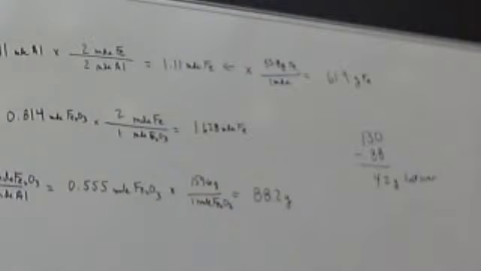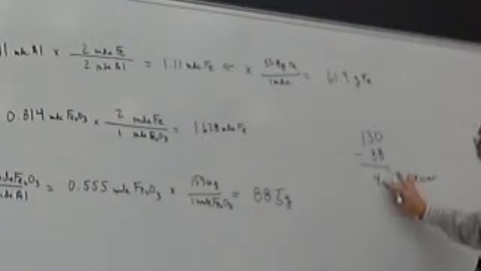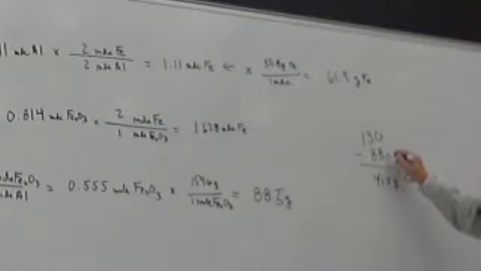I got 88.5. Okay, 88.5. That was 59.6 grams. That's how much iron oxide is left over.